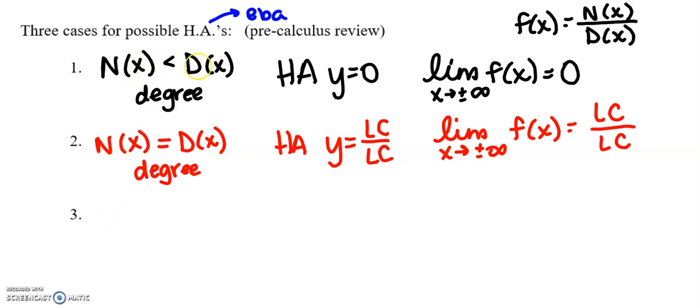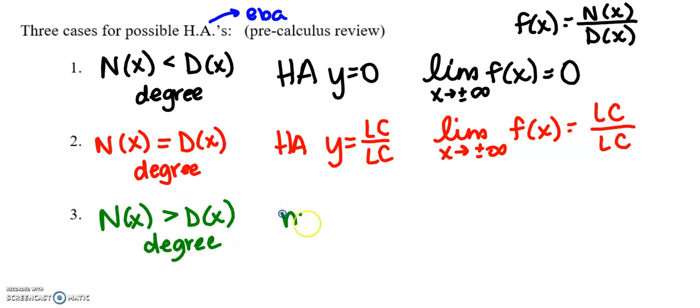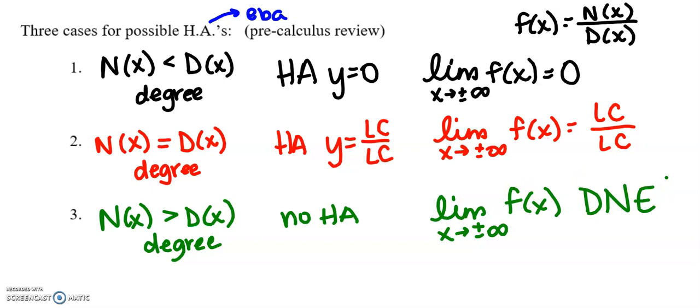Our last situation then, right? Numerator could be less than the denominator, the numerator could be equal to the denominator, or the numerator could be greater than the denominator in terms of the degree of the polynomial. There's some nice Algebra 2 throwback words. In this case, we have no horizontal asymptote, and the limit as x approaches positive or negative infinity of f of x does not exist. The reason it does not exist is that you will be forever going up or forever going down depending on the results of the division, which would be some sort of an oblique asymptote.